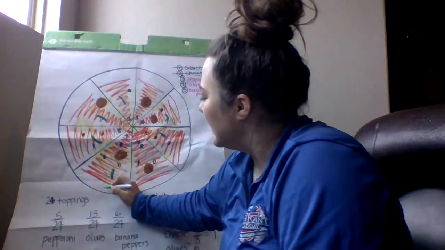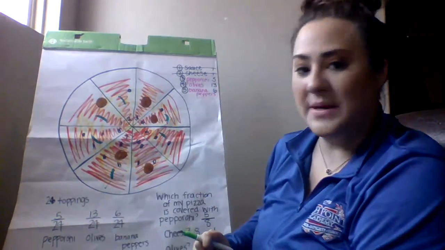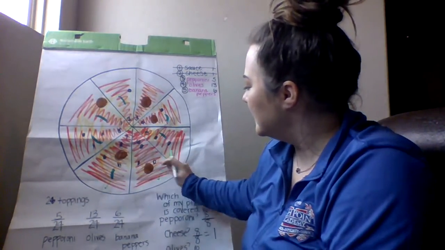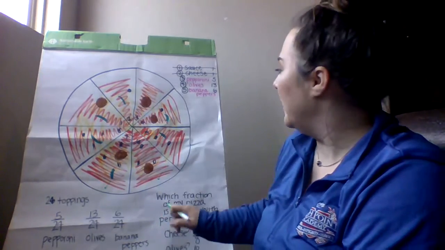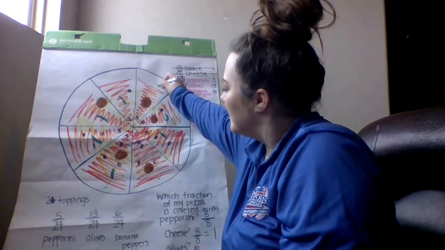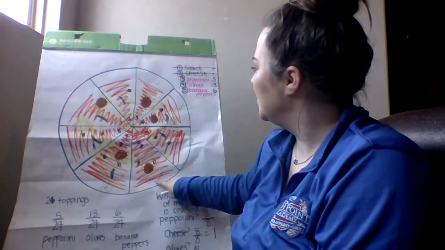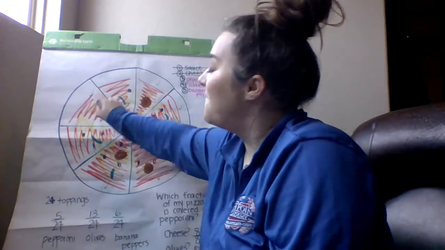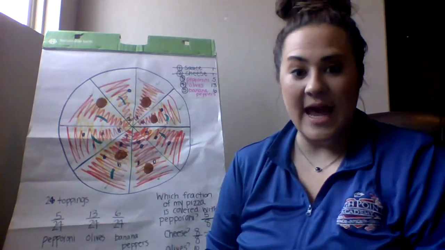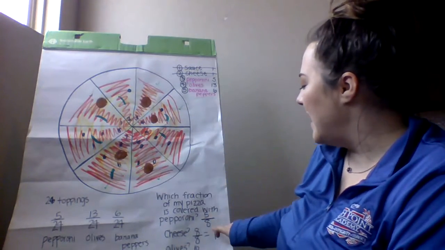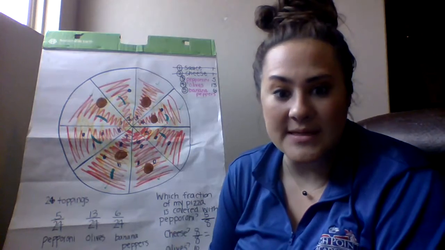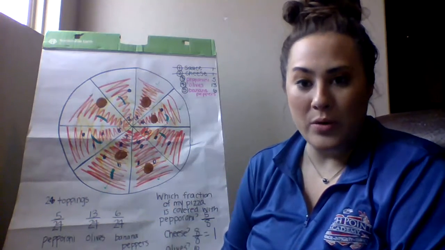I can see that this slice has a piece of pepperoni on it. This slice has a piece of pepperoni on it. This one, and this one. That is 1, 2, 3, 4, 5 slices have pepperoni on it. So 5/8 of my pizza is covered with pepperoni.